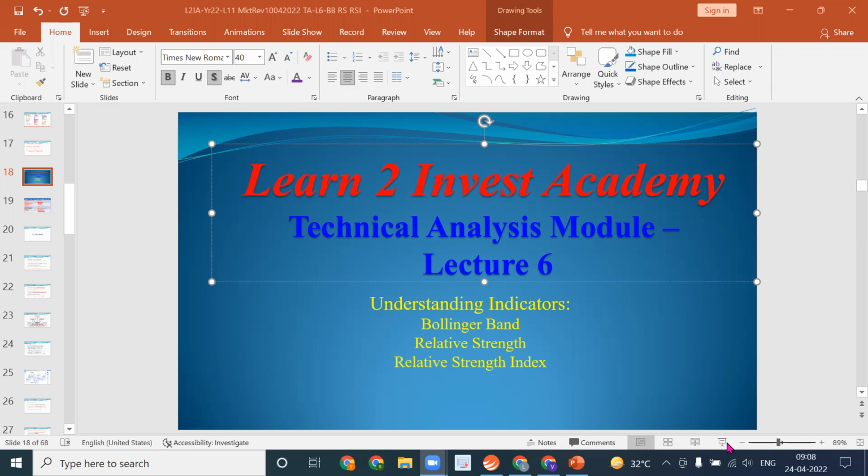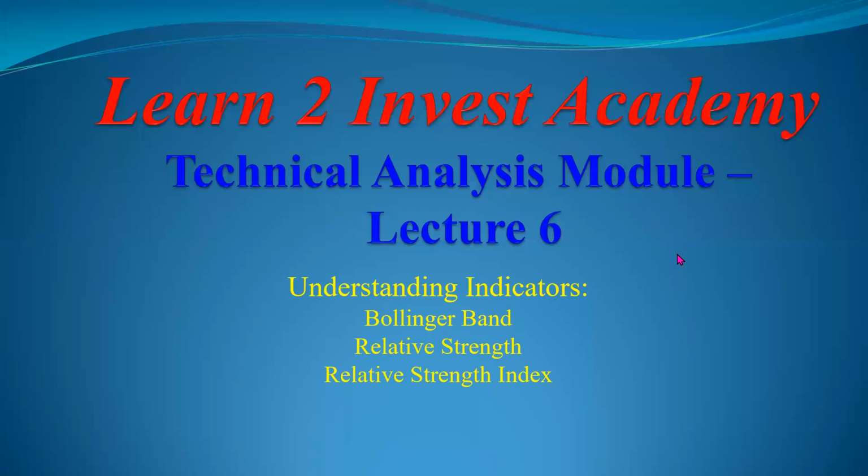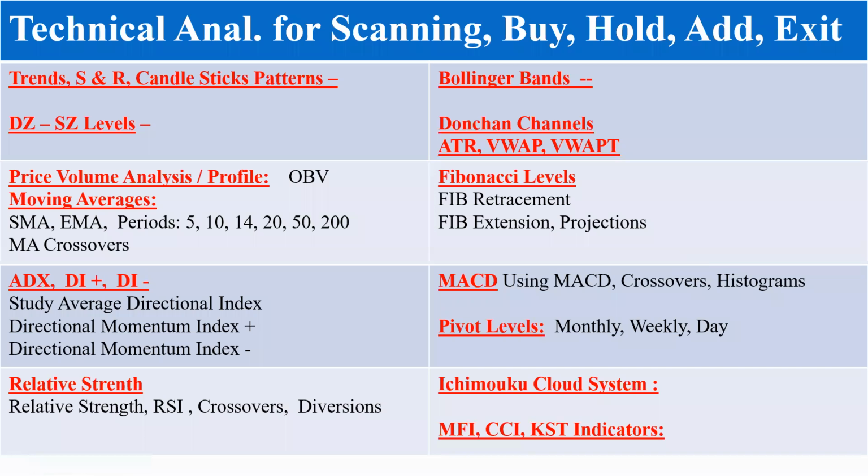So let us go to our presentation and we'll see the presentation as well as the charts. These are the various indicators. We have done this part. Today we are going to do Bollinger Bands. Then we have already done this. Next lecture we'll be seeing this. In today's lecture we'll be seeing relative strength, RSI, and Bollinger Bands. Next week we'll be seeing ADX and FIB.